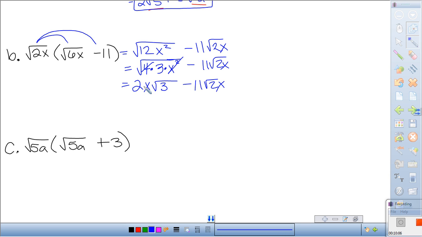So is there anything else I can do? I can't simplify 2. I can't take the square root of 2. I can't take the square root of x. So since these radicands are not like, I cannot add them, and I am finished with B.